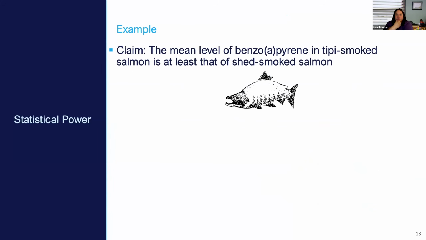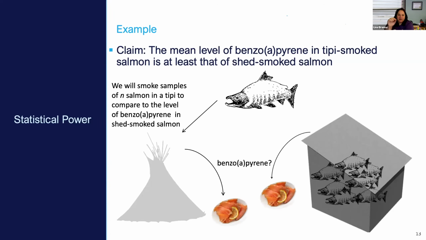Just a quick example: let's suppose I've got some salmon that are being smoked, and I want to measure the mean level of benzopyrene. I want to test that the level of benzopyrene is at least that of if we smoke the salmon in a shed. In this experiment, we smoke samples of N salmon in a teepee, and we compare that to a shed. We might ask the question, how many replicates do I need to get 80% power, and perhaps a twofold change is reasonable. These are the types of questions we're asking when we're calculating statistical power.